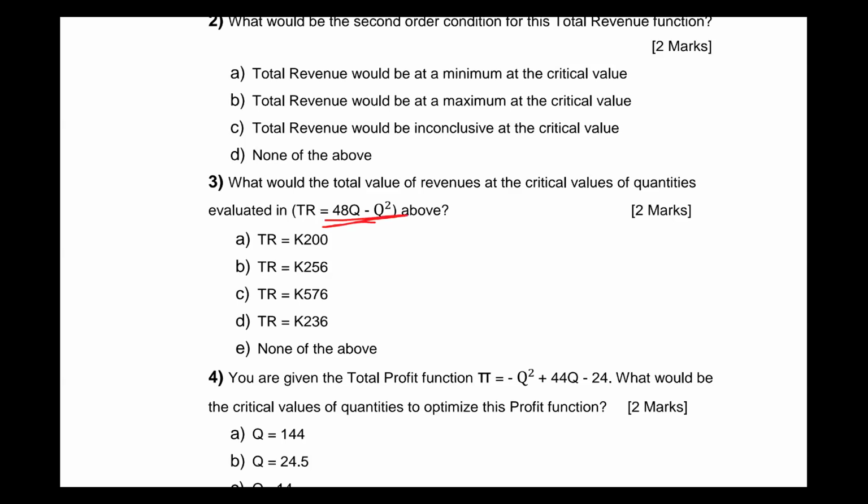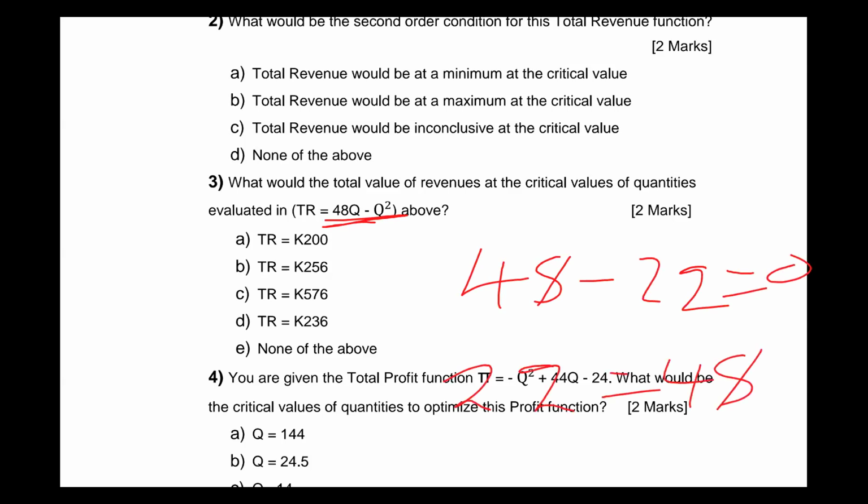The critical value that we found is -2. That is for the second derivative. To find the critical value, differentiate it once, then set it equal to 0. So 48 minus 2Q, set equal to 0, so that 2Q is equal to 48. So what is the critical value? 24. That's what we found.